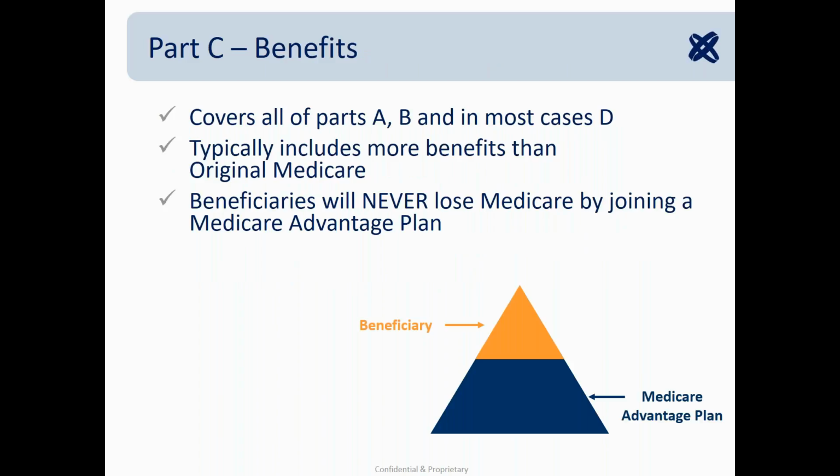Some of the benefits cover all of A and B, which is hospital and doctor, and in most cases D, which is the drug portion of Medicare. It typically includes more benefits than original Medicare. It must be at least as good as original Medicare. And beneficiaries will never lose Medicare by joining a Medicare Advantage plan.